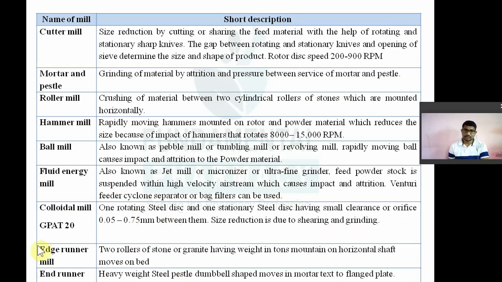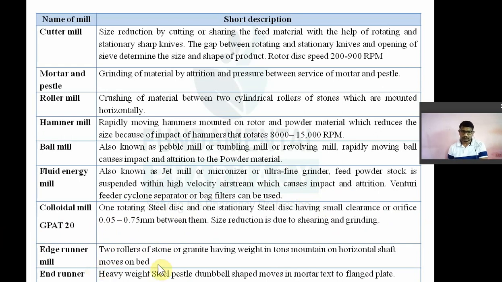This was a question in GPAT 20. There was a question about this in GPAT 20, with the exact same line. So one rotating steel disc and one stationary steel disc having small orifice or opening of 0.05 to 0.75 mm between them is the description of a colloidal mill.